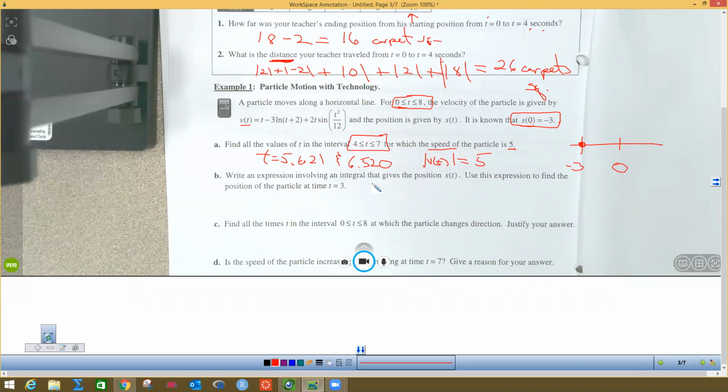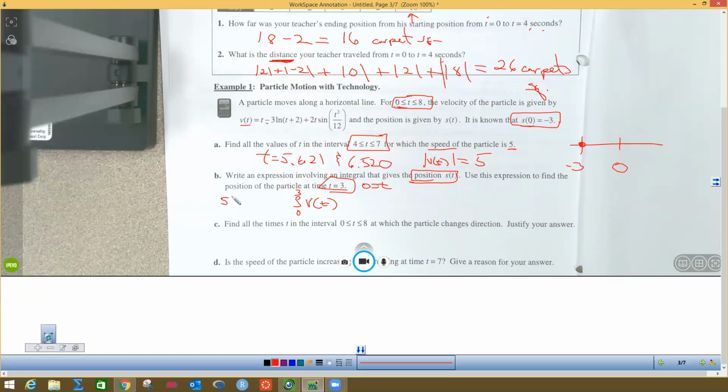All right, we're going to write the expression involving an integral that gives position. So I hope you know that this is velocity, we want position, and we want to use the expression to find the position of the particle at t equals 3. So we're going to be moving from time t equals 0 to 3. So that's going to be the integral from 0 to 3. And I'm just going to put velocity because you could write this whole thing in there if you wish, but I'm just going to use velocity instead of having to write that whole thing out. And we're looking for position.